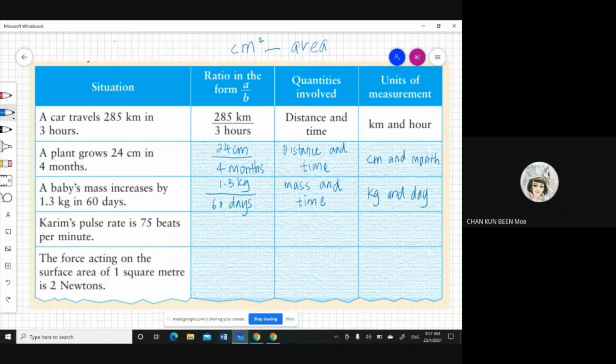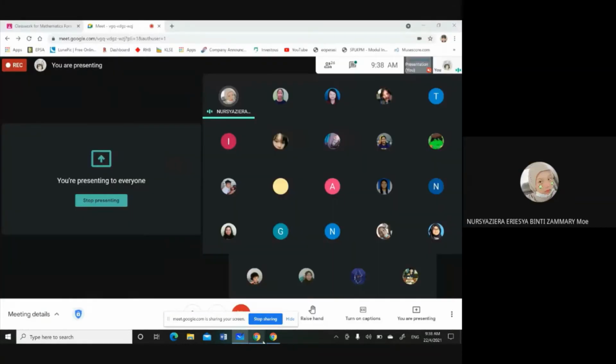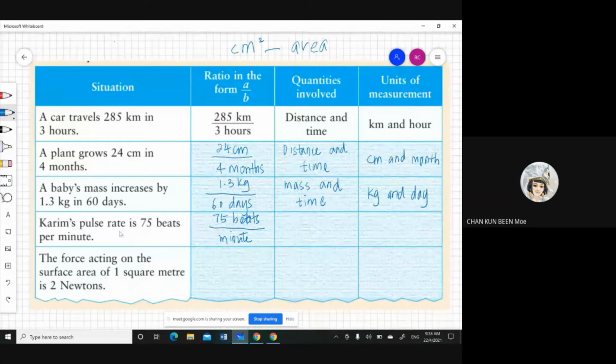Okay, next one. Karim's pulse rate. Pulse rate is about the heartbeat, and it is 75 beats per minute. So for the ratio, I should write down 75 beats. Beats per minute means 1 minute; I didn't write down the one, per minute. So can you guess what the quantity involved is? It's not distance anymore. This is pulse rate, right? Pulse rate is counted based on the number of beats. So the quantity involved is the number of beats.